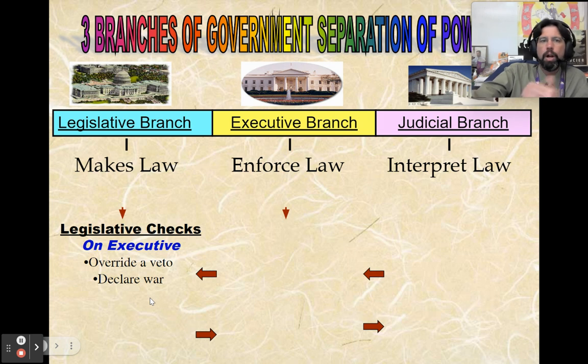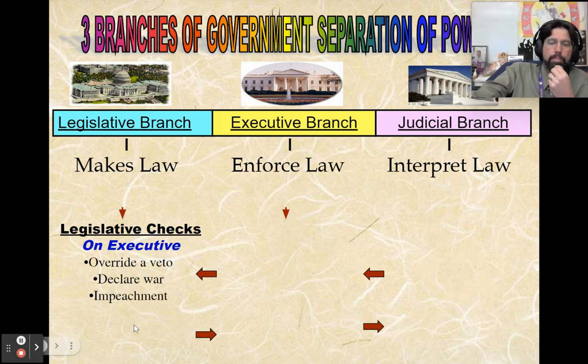Number two, Congress can declare war. This is to prevent the executive branch from becoming too powerful. However, there are still conflicts that arise. The last time the United States declared war was on December the 8th, 1941. Everything else has still been authorized by Congress, but a formal declaration of war hasn't happened for a very long time.